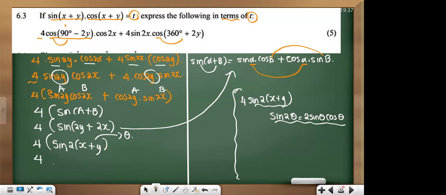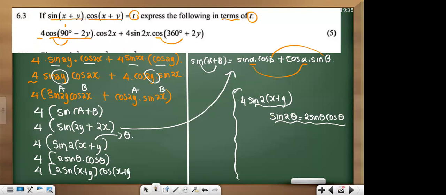I have 4 into 2 sine theta times cos theta. But what is theta? It is x plus y. Okay, what is my theta? It is x plus y. I think I'm done. And then, oh no, that will be cos. My theta is x plus y.